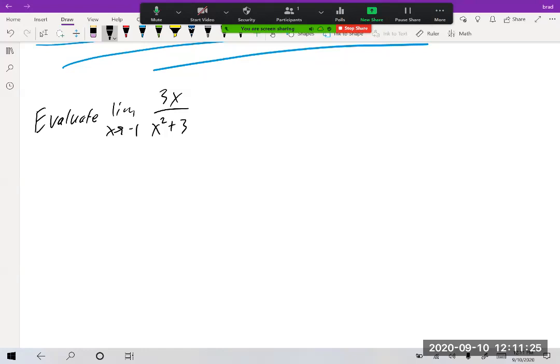So what I'm going to do is try to break it down into a bunch of limit laws. The first thing I'm going to notice is it's a quotient. So I'm going to rewrite this as the limit of the quotient is equivalent to the quotient of the limits. So the limit as x approaches -1 of 3x divided by the limit as x approaches -1 of x squared plus 3, right?